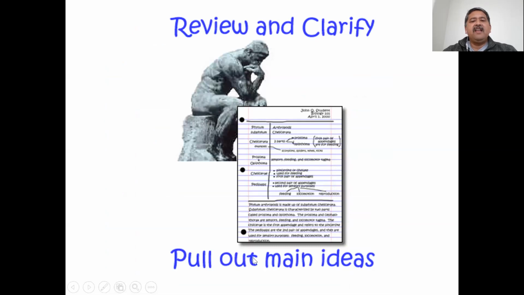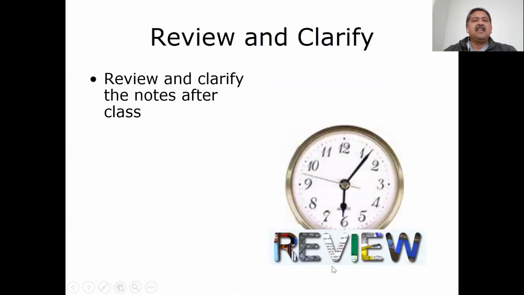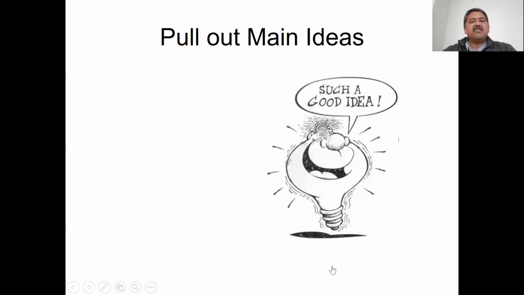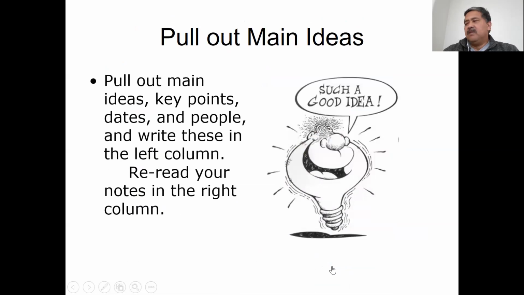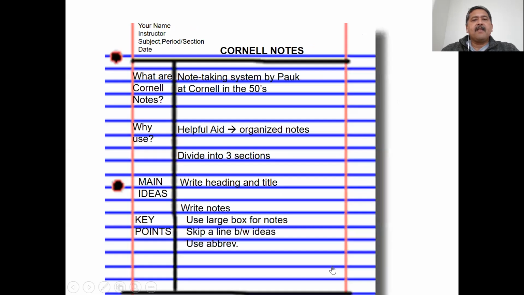Review and clarify and pull out your main ideas as soon as possible, because you're going to forget what I said. You're going to forget what you read. You're going to forget what you saw. So pull out those main ideas, those key points, those people, those questions, and write those in the left column. That left column we call the Cornell column. So that's how you do it. Right over here, main ideas, key points. Some people will even draw pictures in their Cornell column.